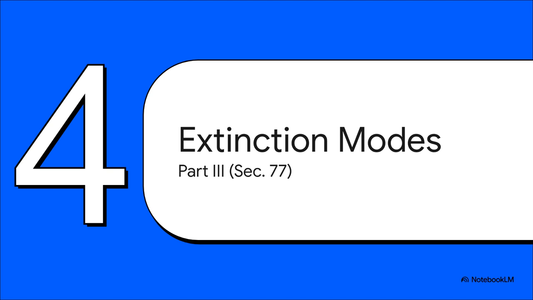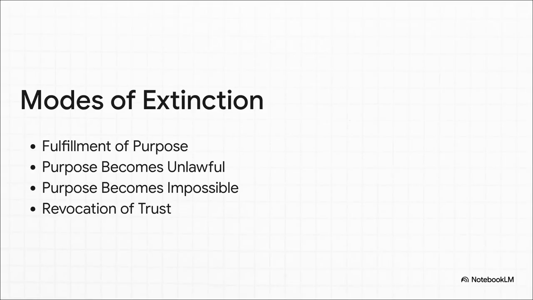I need you to shift your focus entirely now because this specific section carries immense weightage in the exam. Here are the modes of extinction under Section 77. Recite these 4 statutory modes strictly in your answers. Number 1, fulfillment of purpose, when the objective is completely achieved. Number 2, purpose becomes unlawful, whereby the trust becomes void. Number 3, purpose becomes impossible. And number 4, revocation of trust under Sections 78 and 79.